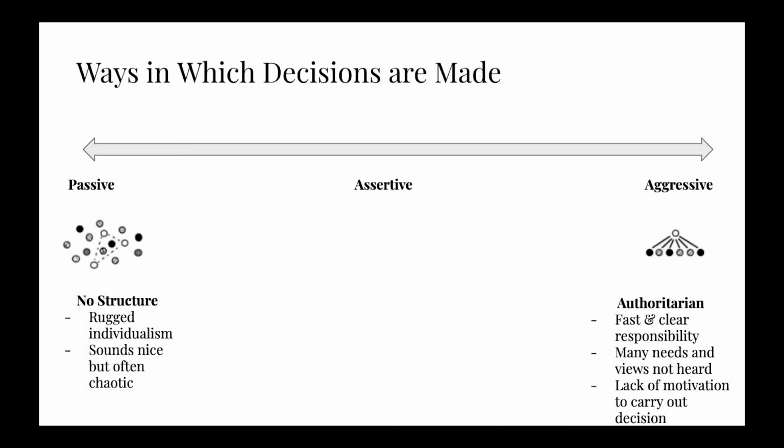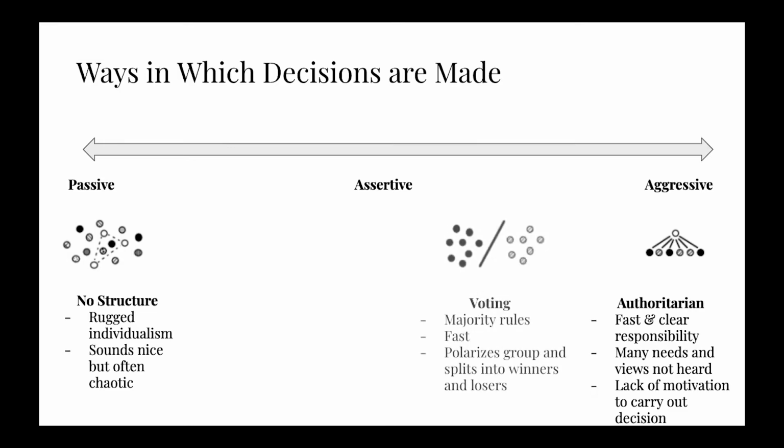Then there is a spectrum of assertive ways in which decisions can be made. One of these methods is voting, which is to find ways to move forward by allowing the majority to get their way. This method is often used when there is a limited time to make decisions, and usually for matters in which there are clear options.